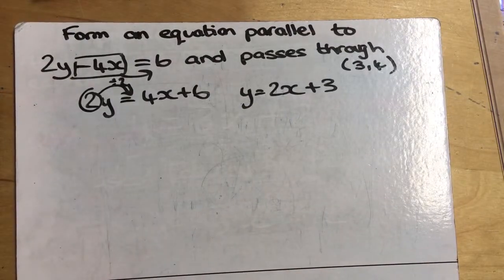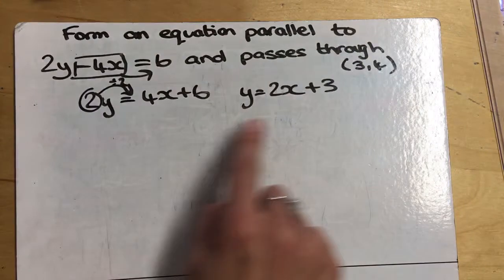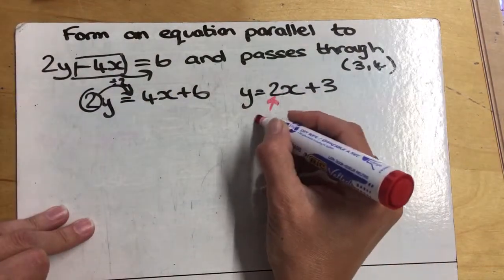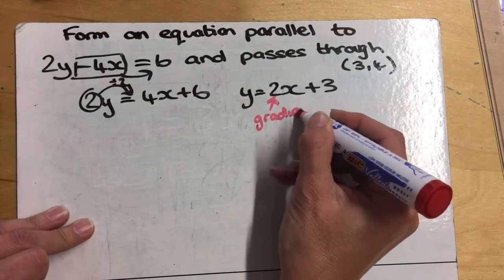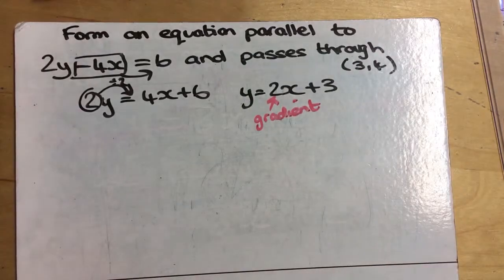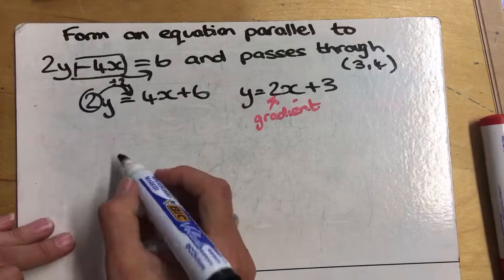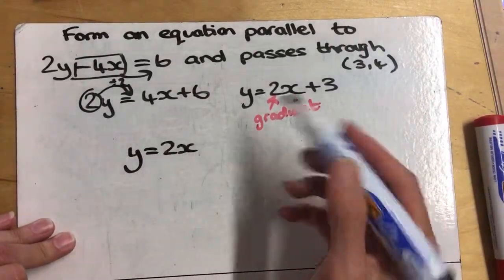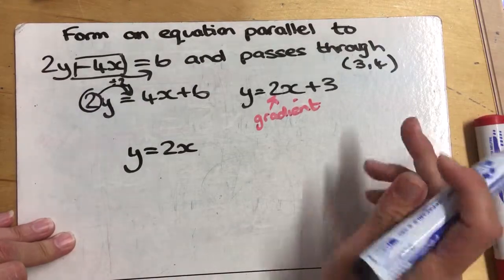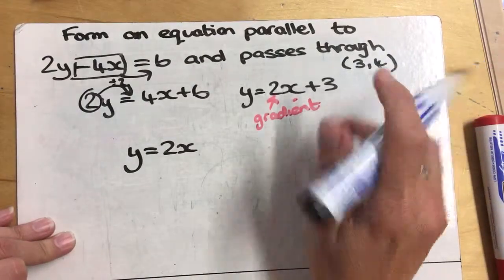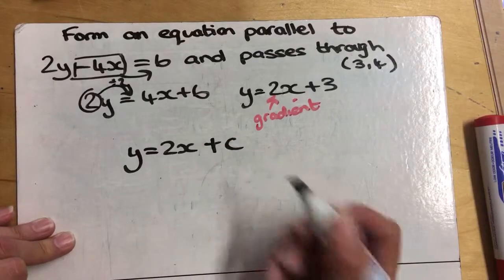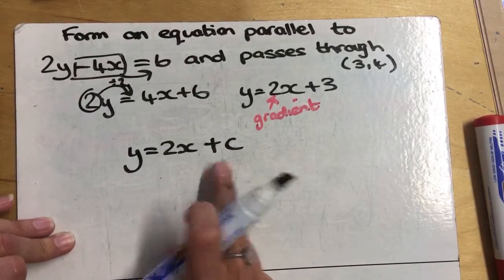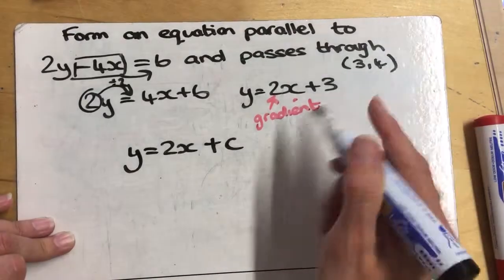So when we have to form an equation which is parallel to this, we can now say that it must have a gradient of 2. Okay, so our new equation starts off as y equals 2x. Now we don't know the y-intercept. We do know it's going to pass through this point (3, 4), so I'm just going to put plus c, and then we need to work out what this y-intercept is, and we do that by substituting these coordinates in.